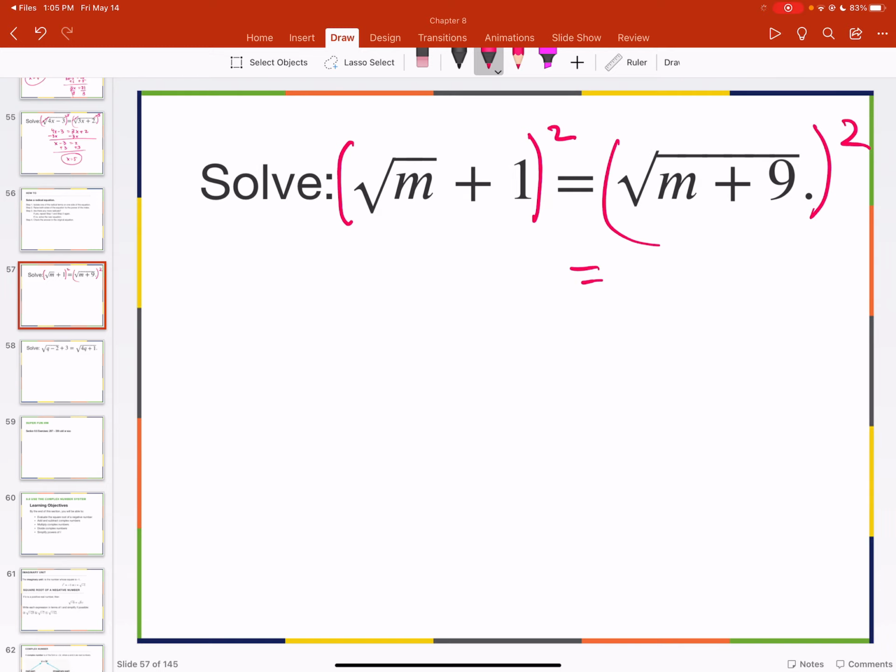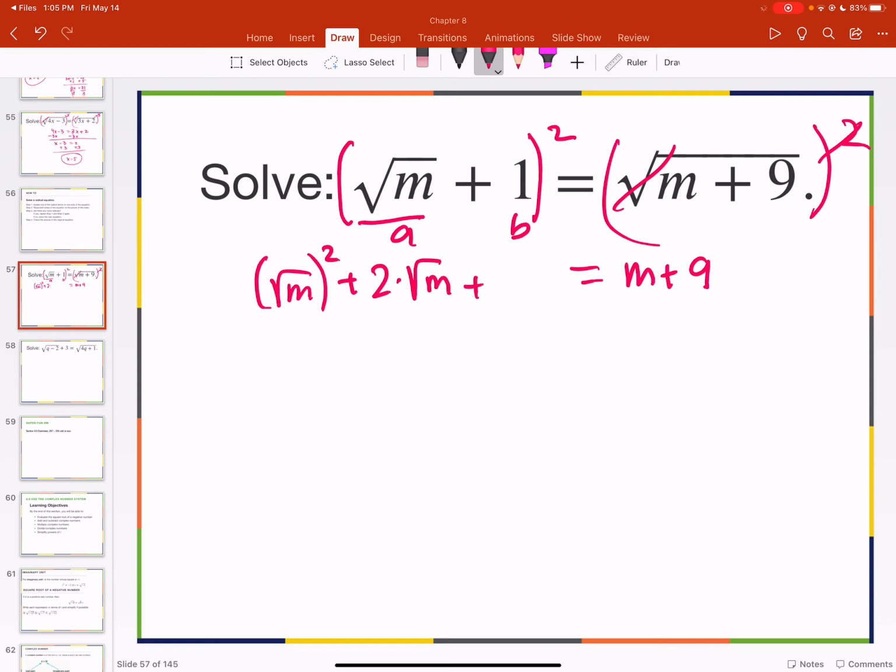That's going to get rid of that square root of m plus 9 on the right. But on the left, this is a binomial squared, right? So it's going to be square root of m squared, plus 2 times 1 times square root of m, plus 1 squared, which is just 1. So this is going to become m plus 2 root m plus 1 is equal to m plus 9.